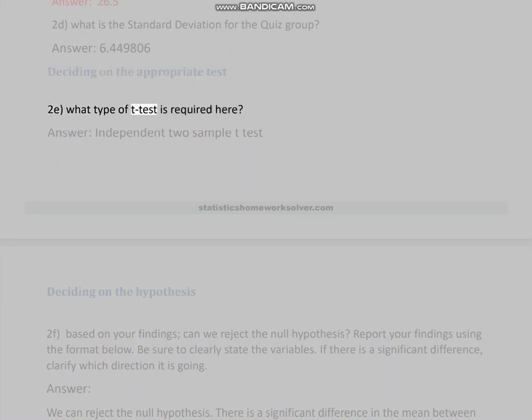2e. What type of t-test is required here? Answer: independent 2-sample t-test.